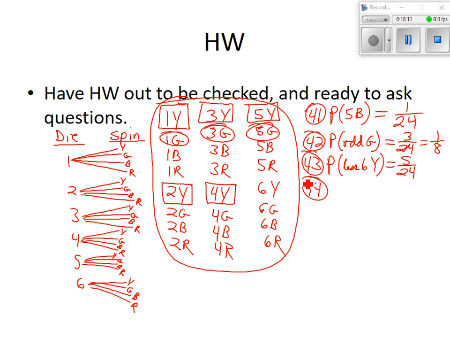And 44, what's it say? Not rolling a number less than 6 and it landing on yellow. So a number not less than 6. So 6, right? So the only one possible is 6. So it'll be 1. And yellow, so how many of those are there? Just 1. 1 out of 24.